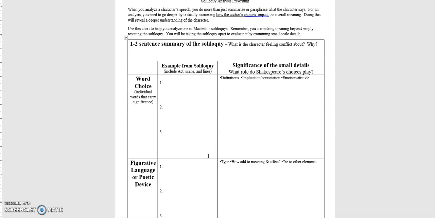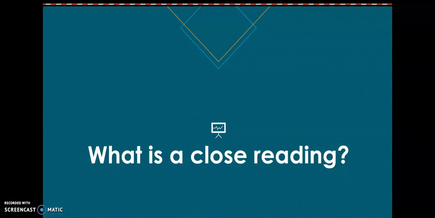But that begs the question, how do you do this level of analysis? What do you need to look at? How do you pick these things out? And really the question you're asking there is, what is a close reading? So what is a close reading? You will be practicing close reading in class, but I thought it was worthwhile to have a quick overview, another explanation, another set of examples to help you out as you're working your way through this assignment.